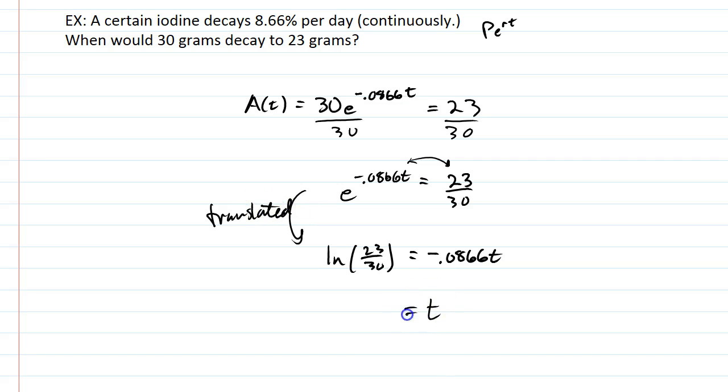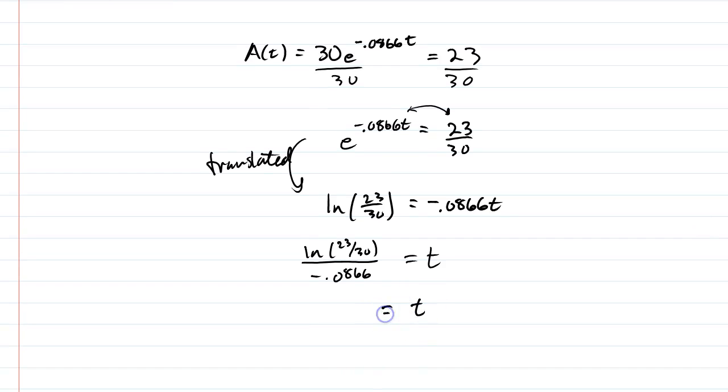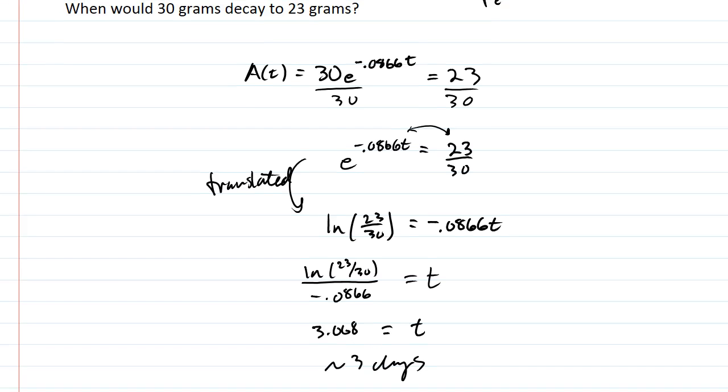Okay, and then the last step here is I'm going to do ln of 23 over 30 and divide by negative 0.0866. Alright. When I work that out, I get an answer of 3.068. So approximately 3 days we should decay to 23 grams. And again, the really nice thing about this, if you put 3 back in the beginning, you can check your work.